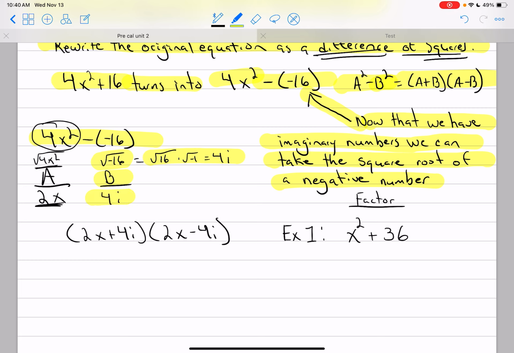This is all stuff that we've done, so I'm going through it pretty quickly. So now, since we could do that, I know it's just a plus b times a minus b. 2x plus 4i times 2x minus 4i. Why don't you go ahead and do this example on your own right now?